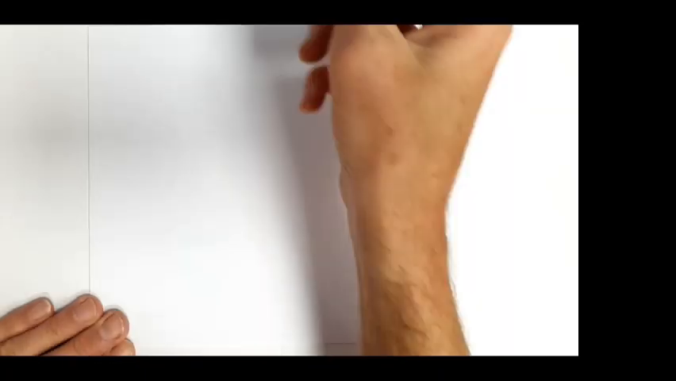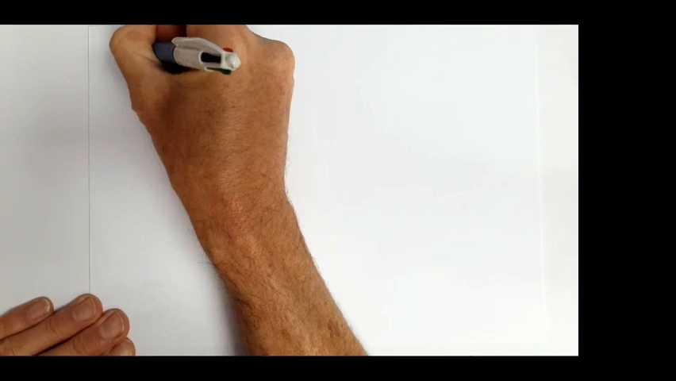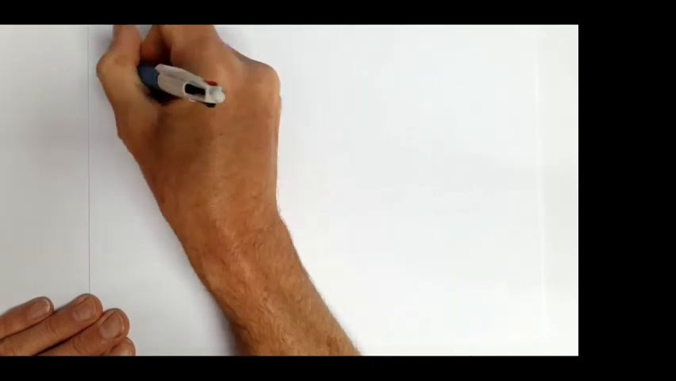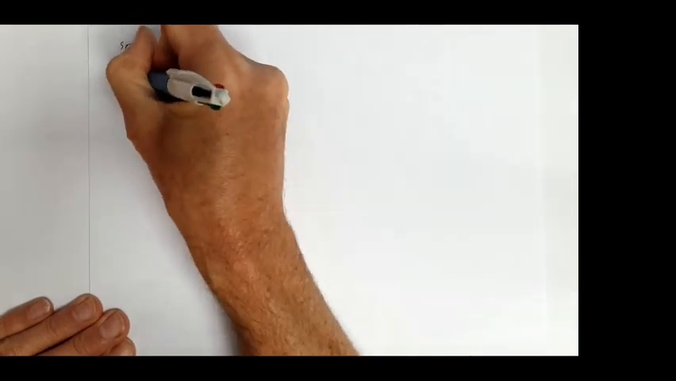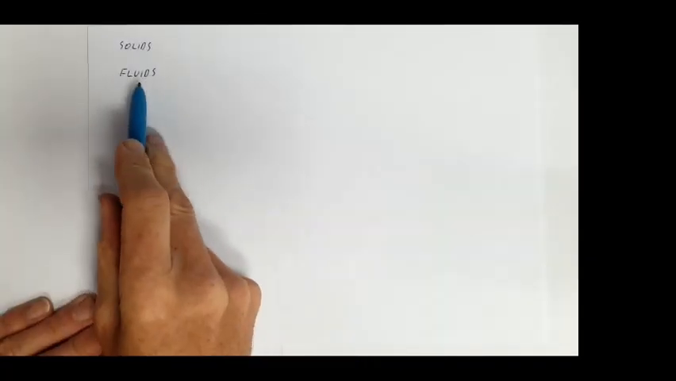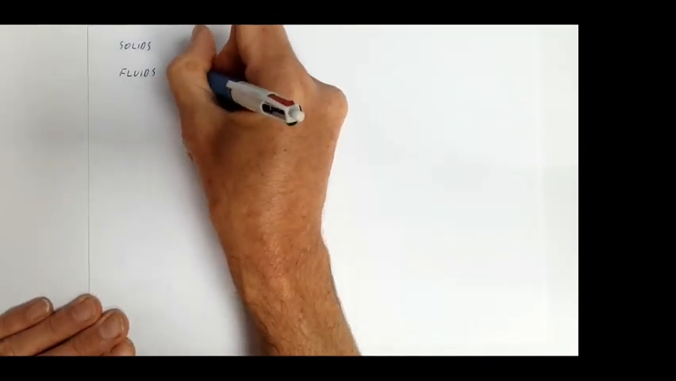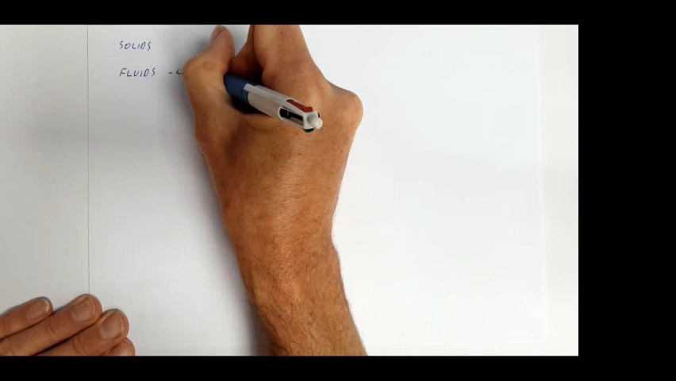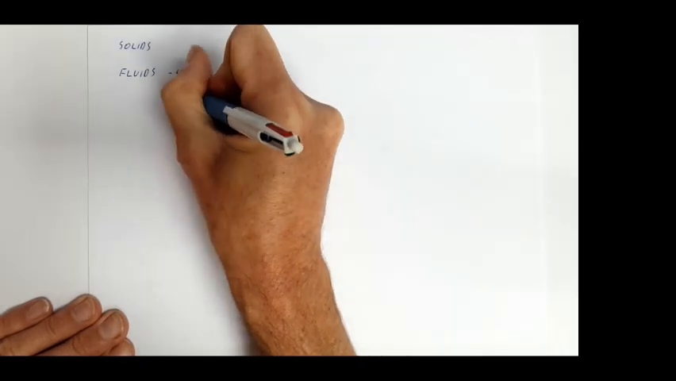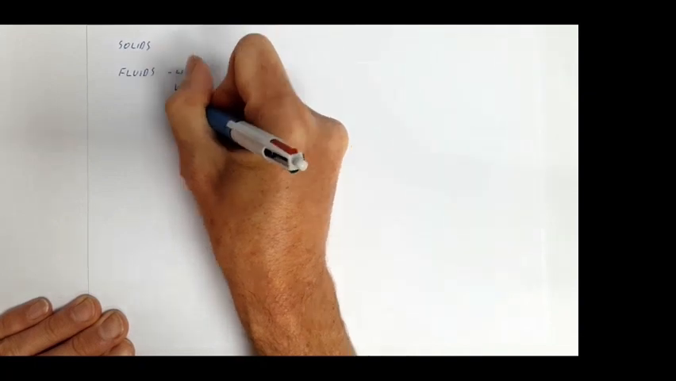So the first question we need to ask ourselves is, when we're talking about fluids, what is a fluid? Now, if we think about different phases of material, we've got solids, fluids. Now, fluids are actually made up of liquids, vapors, and gases.